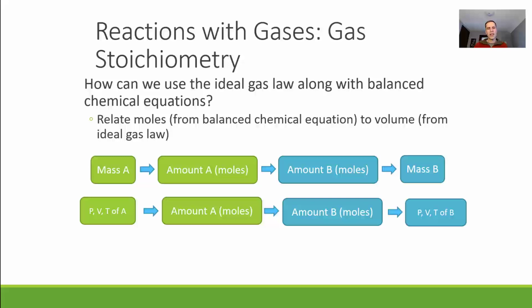And so again, as we think about this, really PV equals nRT is often just another way to get to moles or to use moles to find some other interesting piece. So what volume is produced, or other things like that.